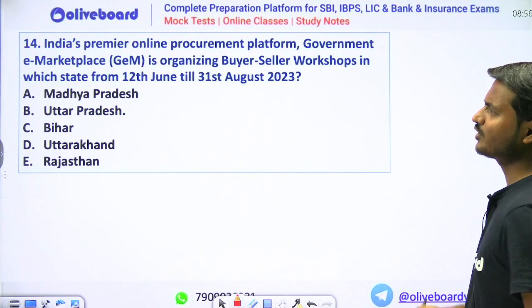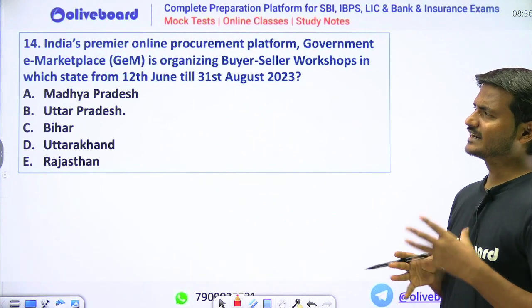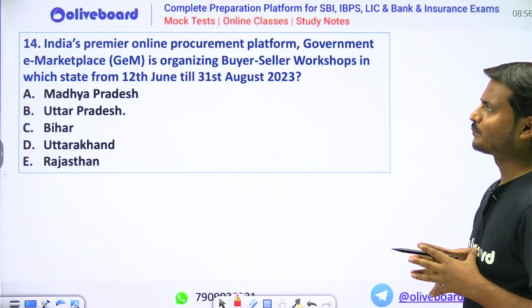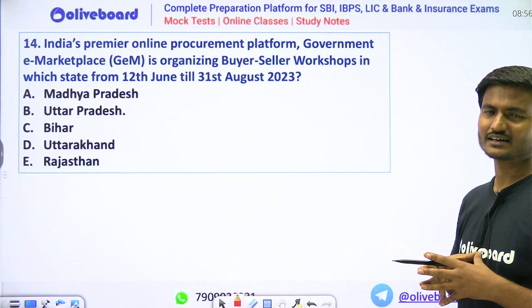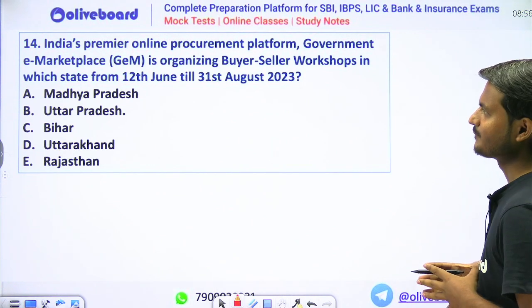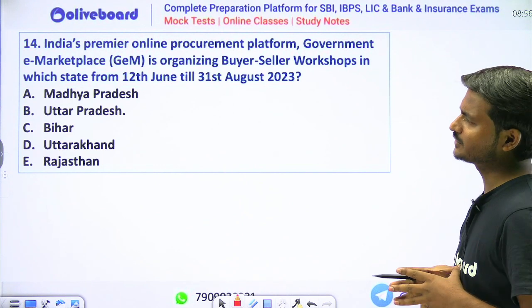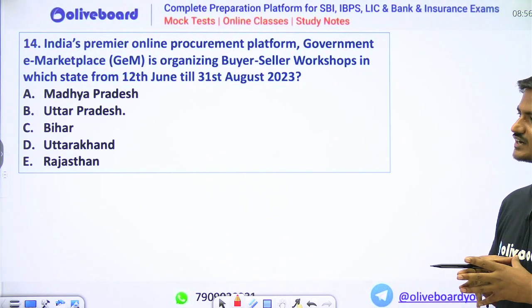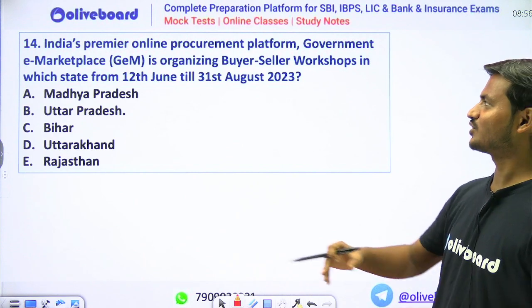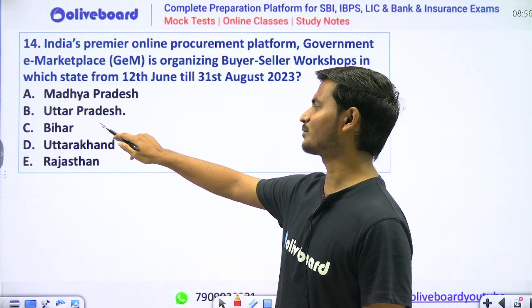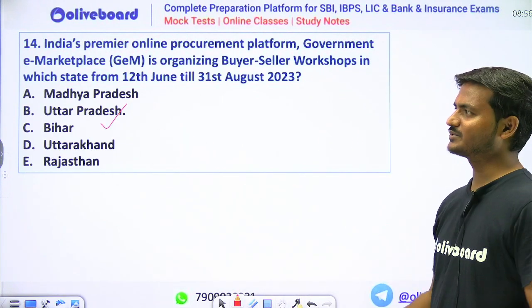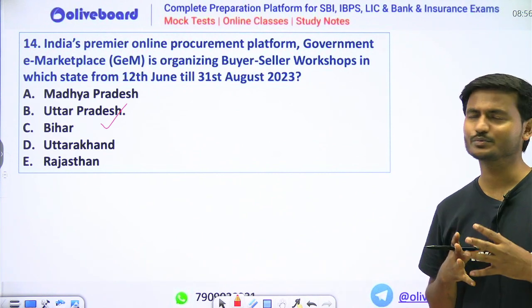Now moving forward, the next question is, India's premier online procurement platform GeM, that is Government e-Marketplace, is organizing a buyer seller workshop in which state from 12th June till 31st August 2023. So GeM is organizing its buyer seller workshop in Uttar Pradesh.